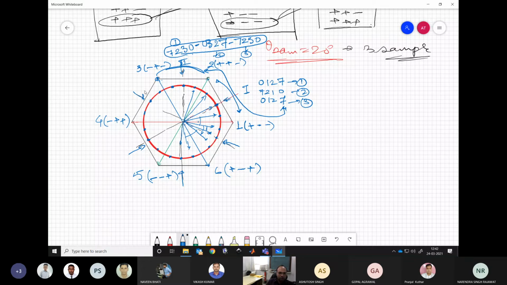Now again, when we go to the third sector, we start with the last 0 vector where we have ended and the corresponding active vector. So we start 0, 3, 4, and then 7, and then we will have 7, 4, 3, 0, and then we will have 0, 3, 4, and 7, and so on.